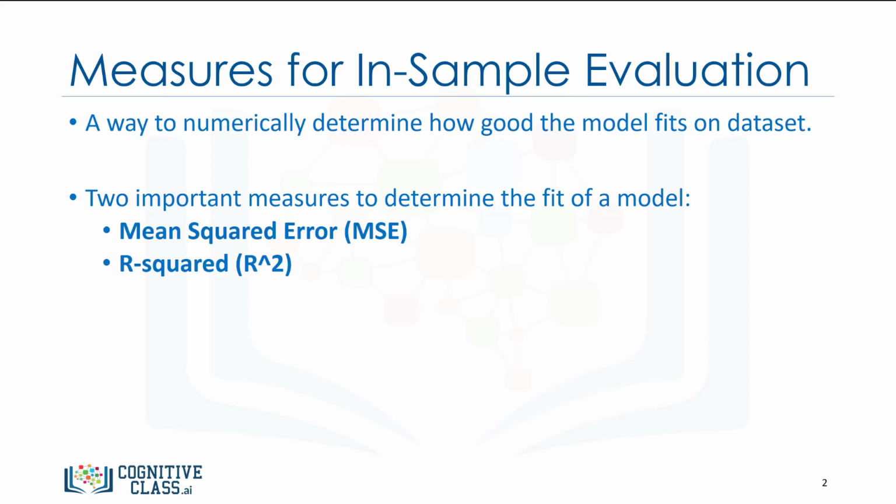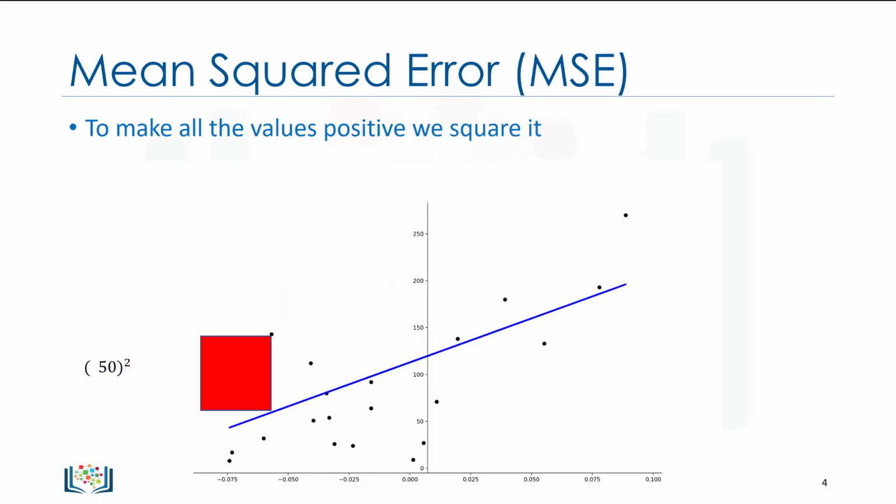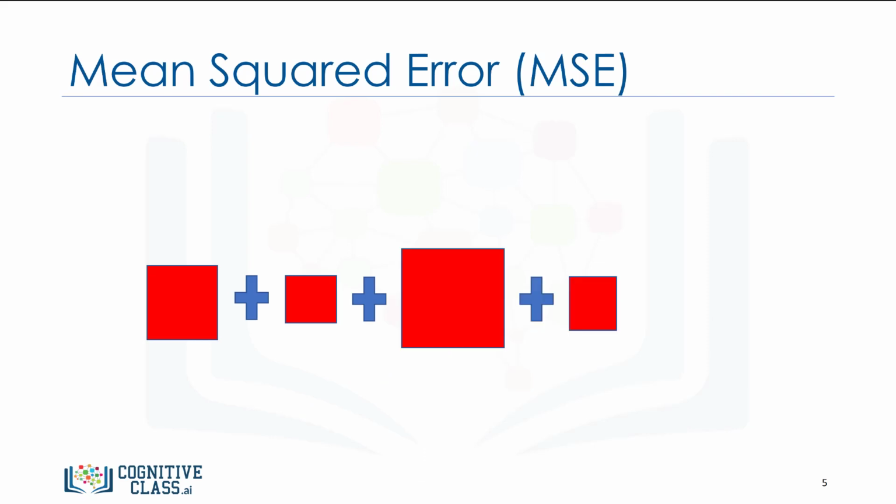R-squared. To measure the MSE, we find the difference between the actual value y and the predicted value y hat, then square it. In this case, the actual value is 150. The predicted value is 50. Subtracting these points, we get 50. We then square the number. We then take the mean or average of all the errors by adding them all together and dividing by the number of samples.